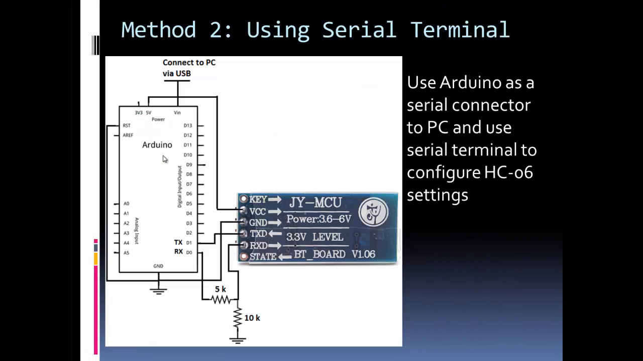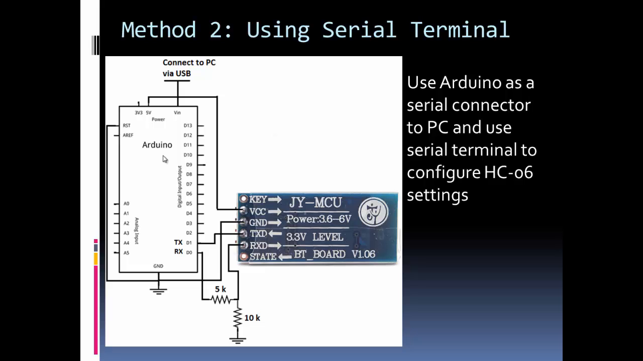Here's the second method, and this is just using a serial terminal. I'm going to use a serial terminal on my Mac called CoolTerm, which is free to download. Now my setup looks almost identical, but in this situation, I'm just using the Arduino board as a serial connector.